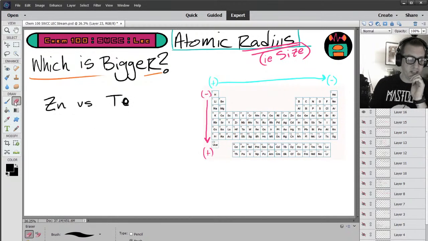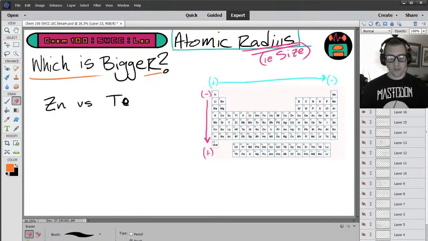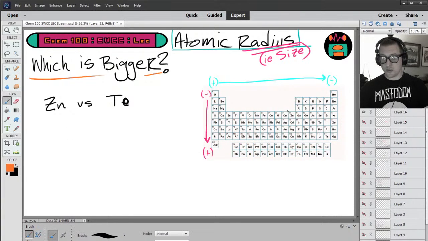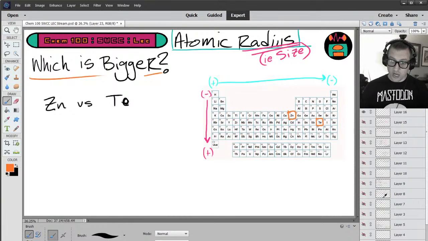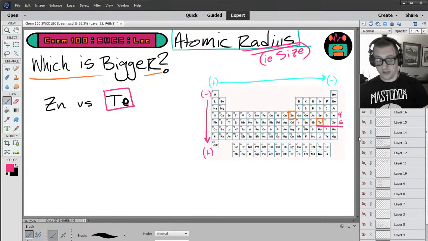Zinc versus tellurium. Sounds like a weird sci-fi lawsuit. All right, so in the case of zinc versus tellurium, we need to locate these guys on the periodic table. Zinc is right here. Tellurium's right here. Now, the first thing you got to do is look at the period they're on. If they are not on the same period, and these are not, you always roll with the lower of the two, right? So because tellurium is on a lower period, tellurium is larger than zinc.